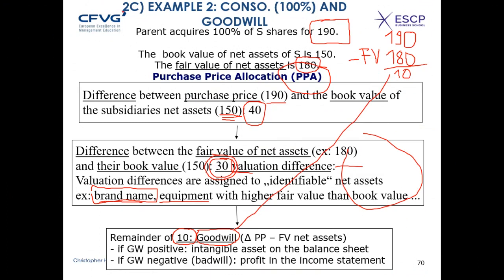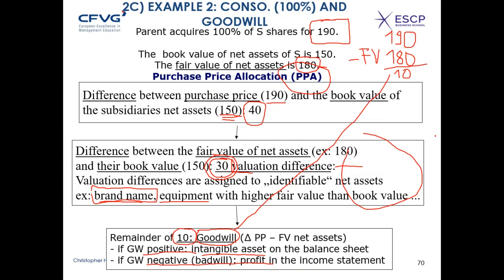Okay, so either you take the total difference and then you allocate the difference to valuation difference and goodwill, or you calculate goodwill directly. Either way, it leads to the same result. If goodwill is positive, like in our example, we put it as an intangible asset on the balance sheet. Obviously, goodwill can also be negative. So negative goodwill or badwill. In this case, you recognize a profit in the income statement.